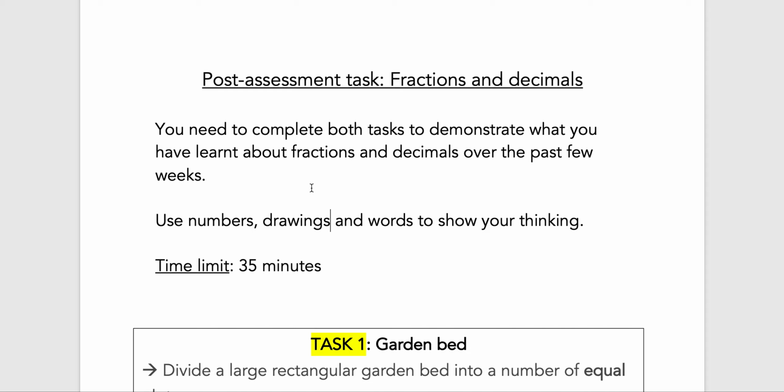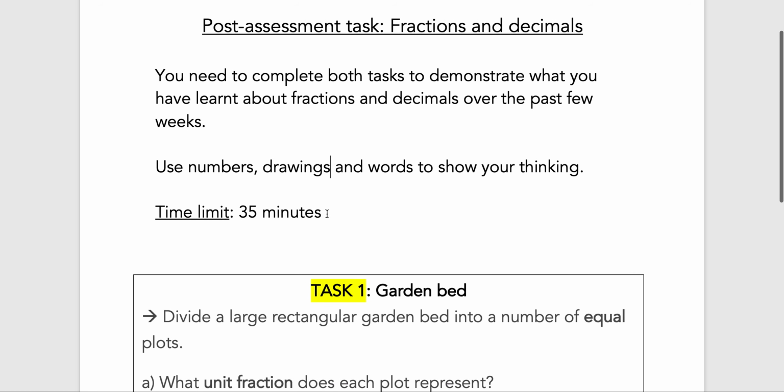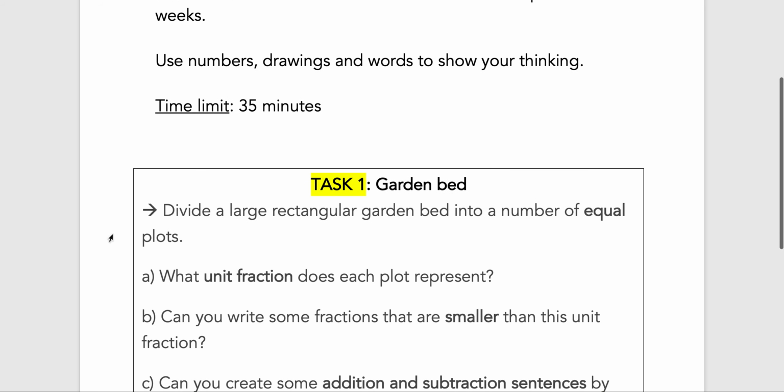So you need to complete both tasks to demonstrate what you have learned about fractions and decimals over the past few weeks. Use numbers, drawings, and words to show your thinking. And the time limit is 35 minutes, so no more than 35 minutes.